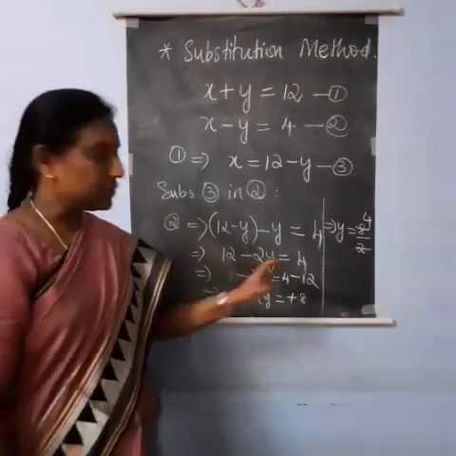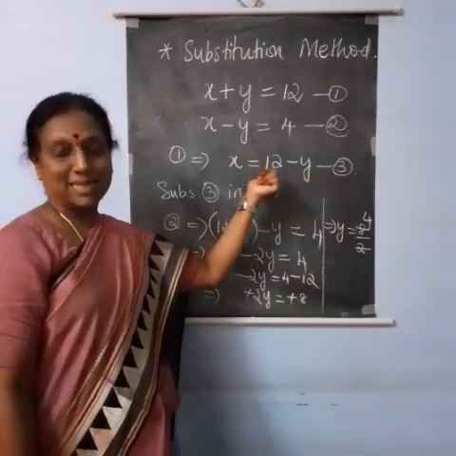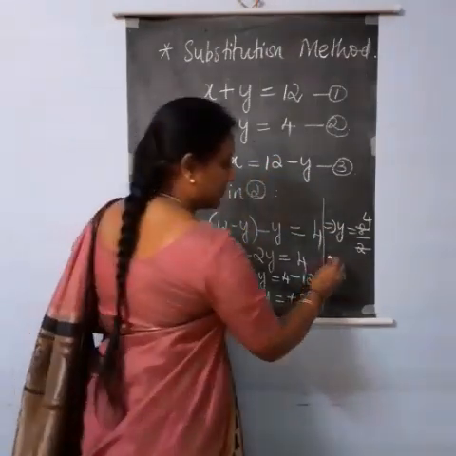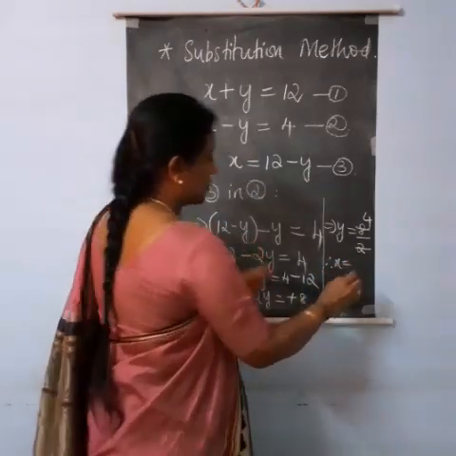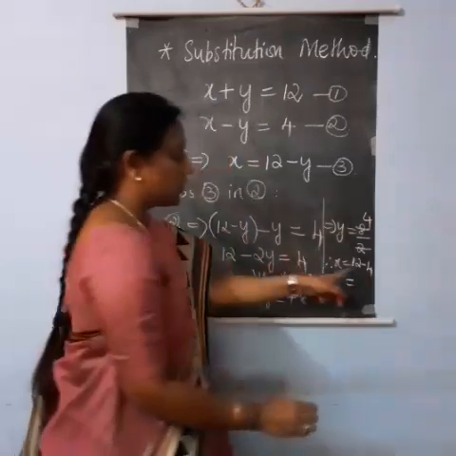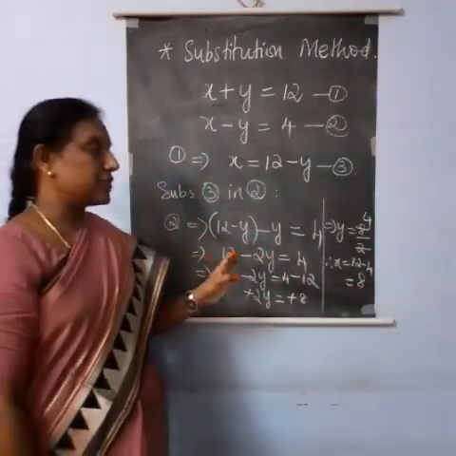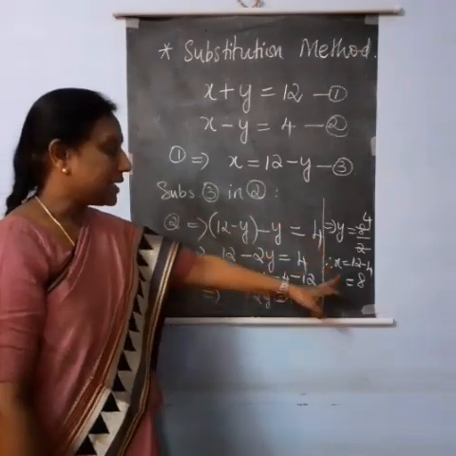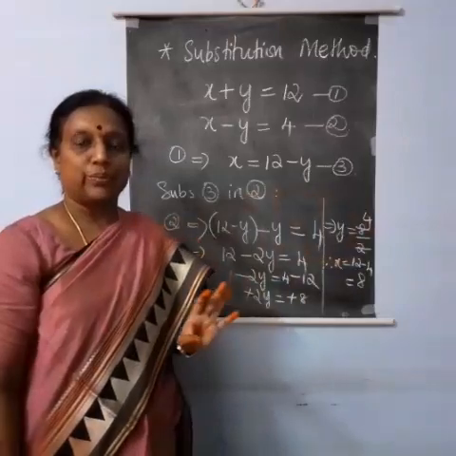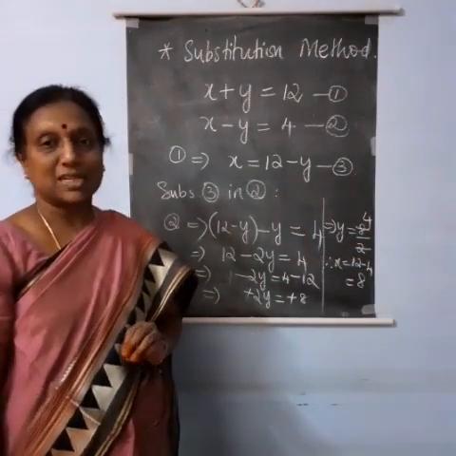Once we have got the value of y, we can substitute that value in this equation to get the value of x. So how will that become? Therefore, x is equal to 12 minus 4. And what is 12 minus 4? 8. So what is the answer that I have got for these equations? I have got x is equal to 8 and y is equal to 4. So I have solved the pair of linear equations by the substitution method.